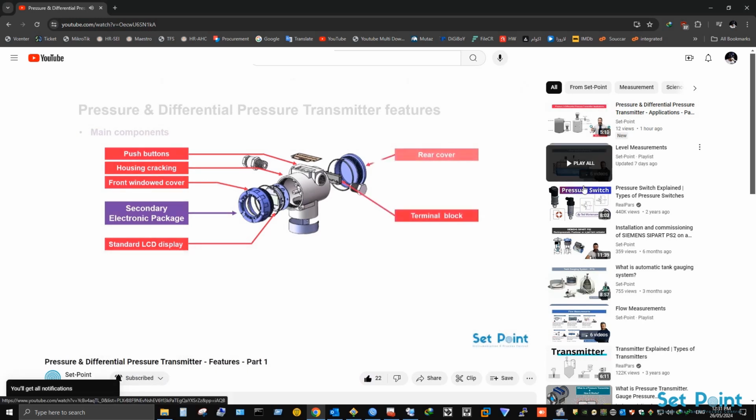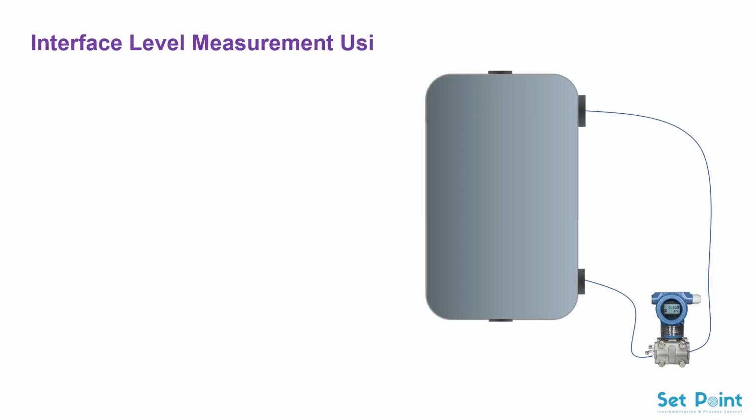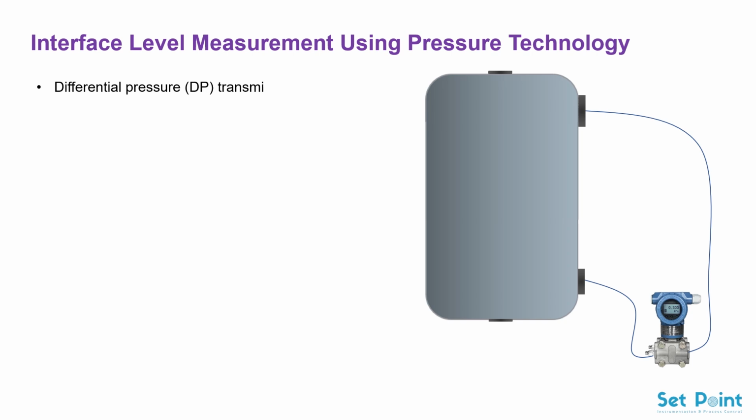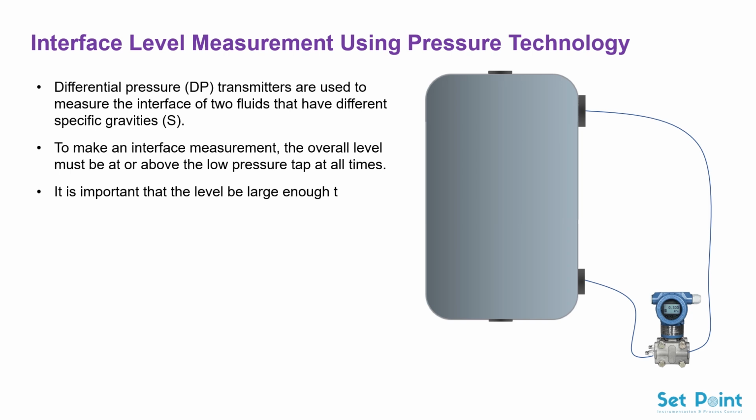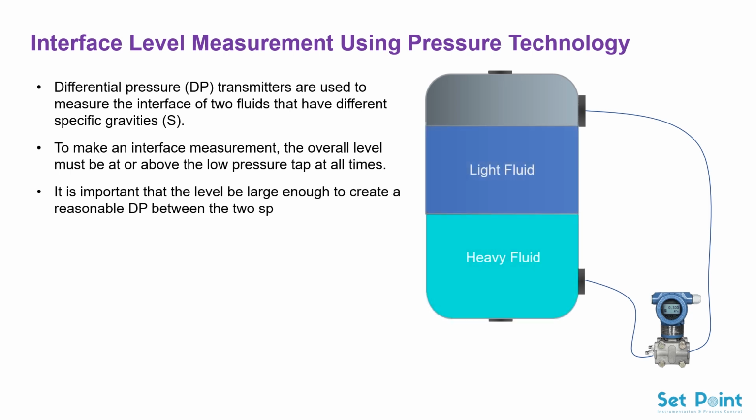Now let's get started. Interface level measurement using pressure technology. Differential pressure transmitters are used to measure the interface of two fluids that have different specific gravities. To make an interface measurement, the overall level must be at or above the low pressure tap at all times. It is important that the level be large enough to create a reasonable dP between the two specific gravity extremes.